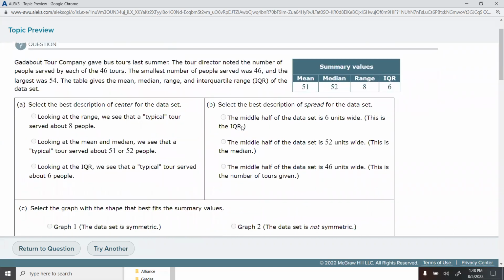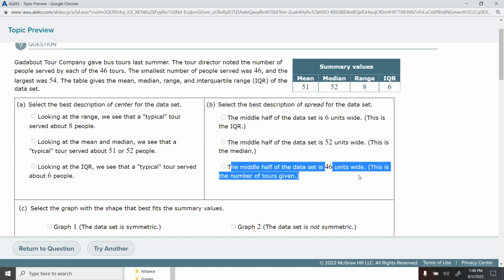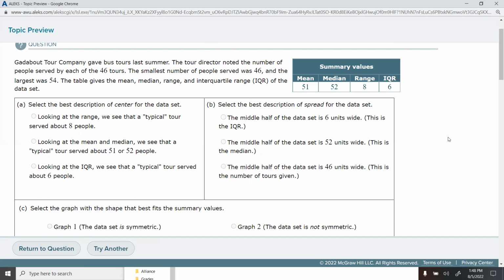All right, part B. Select the best description of spread for the data set. Now we're talking about spread, so we're not talking about mean or median. The middle half of the data set is 6 units wide. This is the IQR. Well, that might be it. Interquartile range does have to do with the spread. The middle half of the data set is 52 units wide because that's the median. Median has nothing to do with how spread out the data is. It has to do with measure of center, so that would not be it. The middle half of the data set is 46 units wide because this is the number of tours given. Well, the number of tours given is just how many data points you're working with, not how spread out they are. So that could not be it either. So it must be the first choice.